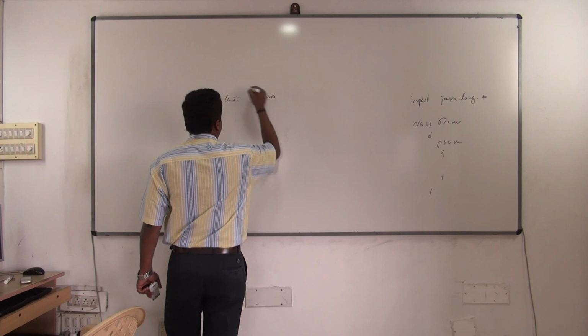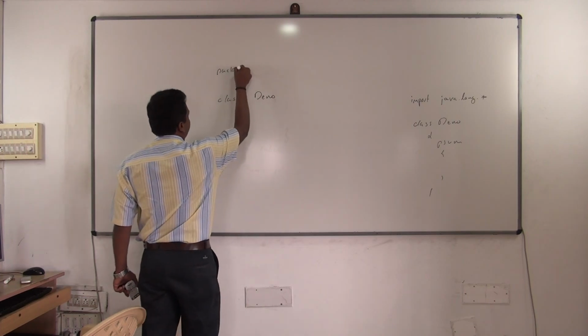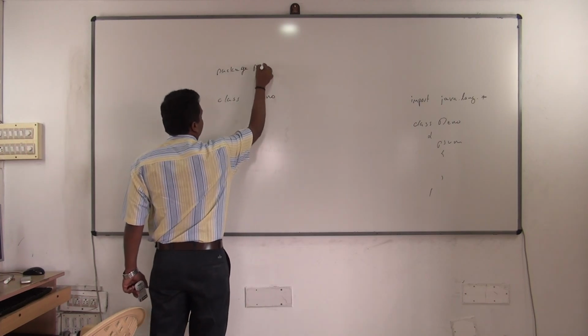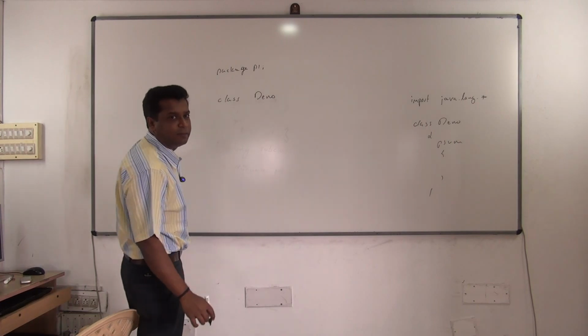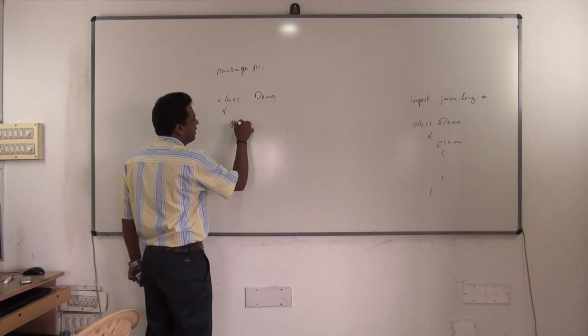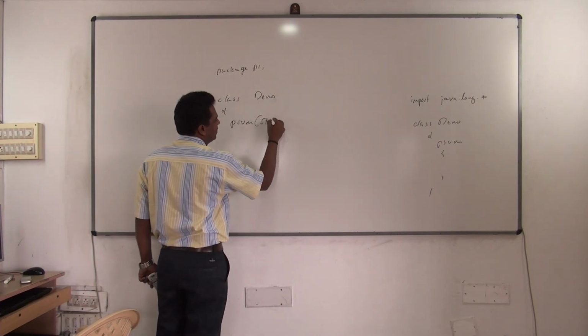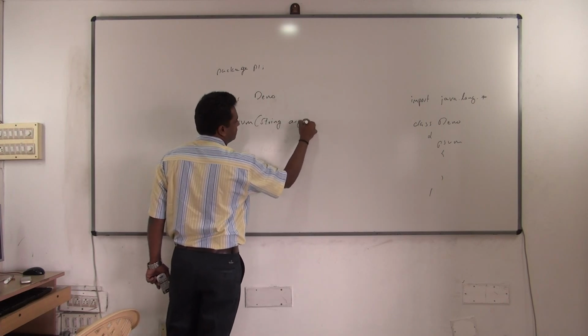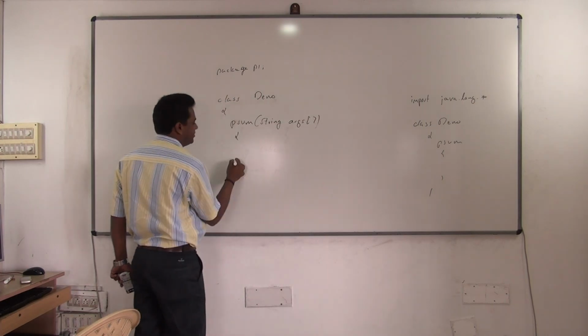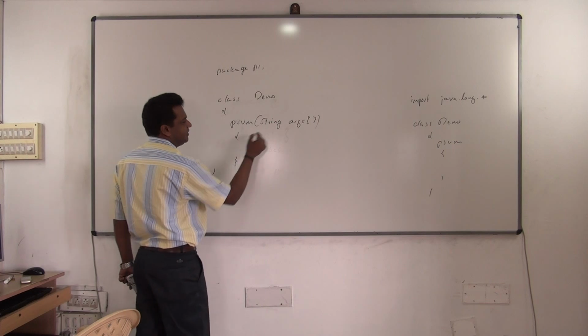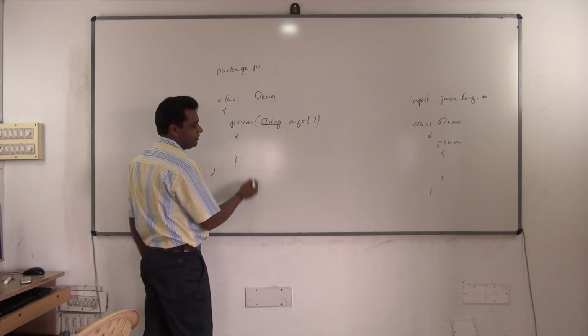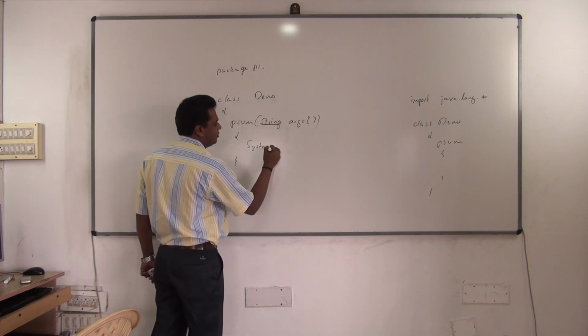See, we write the code like this. I might put this into package P1. I'm putting the demo into package P1. So here we have public static void main string args. Once you have this, see, we are using the built-in class String. Then I am using one more class, System.out.println.